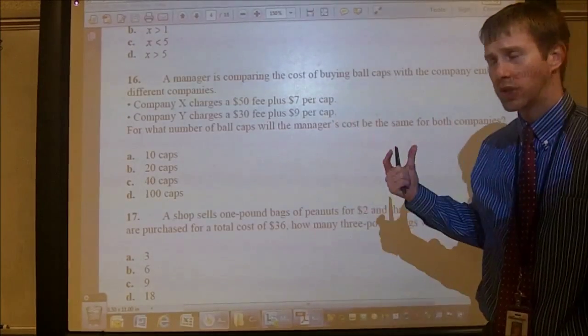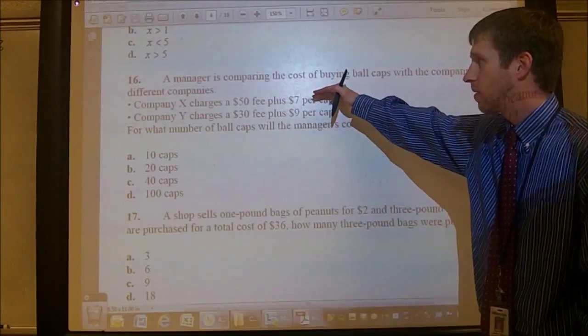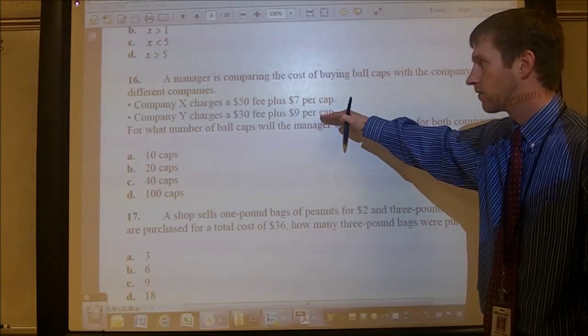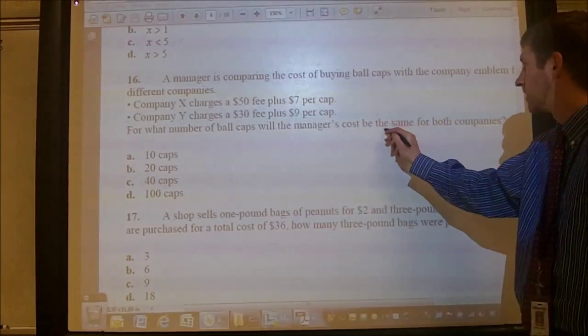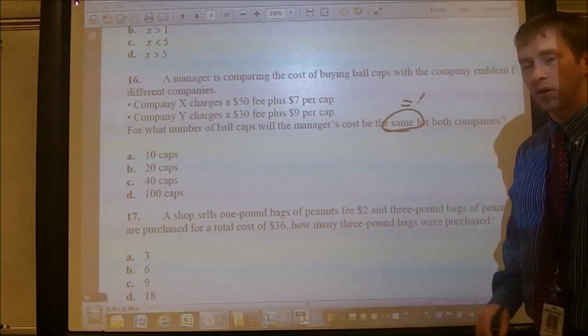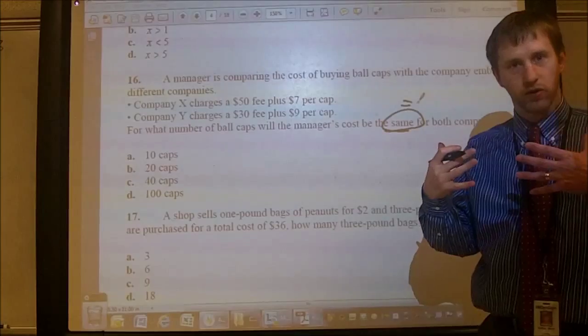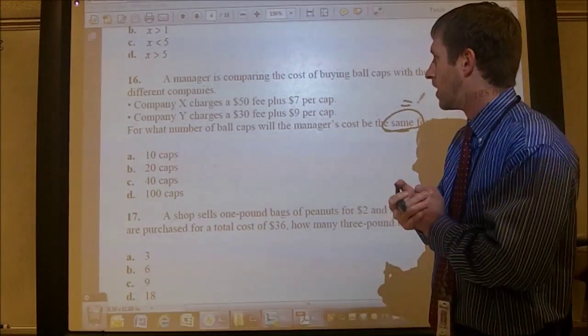Meaning I have two equations, right? I'm going to have an equation for company X and an equation for company Y. But we're looking for where the cost of them is the same. Well, same means equal, right? So we're going to figure out where those two are equal to each other.